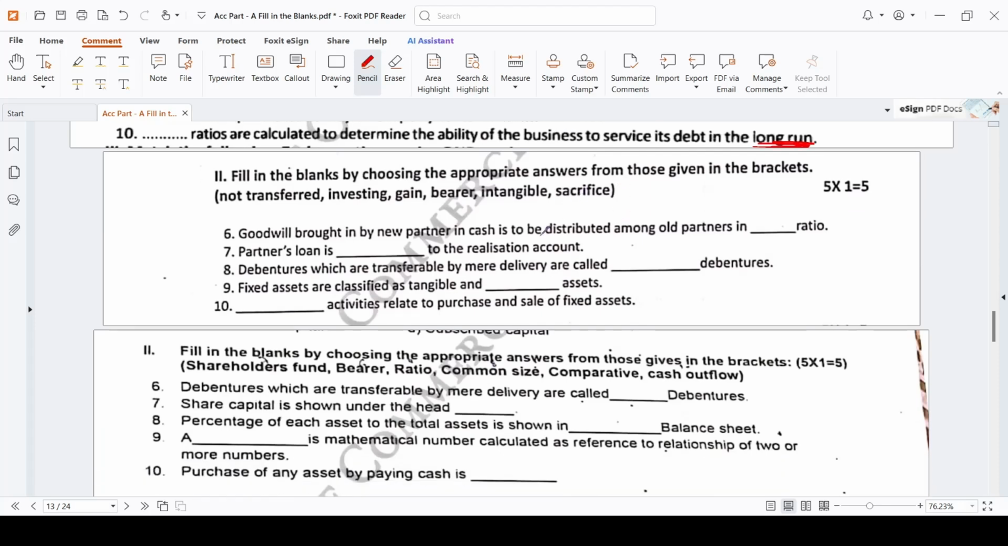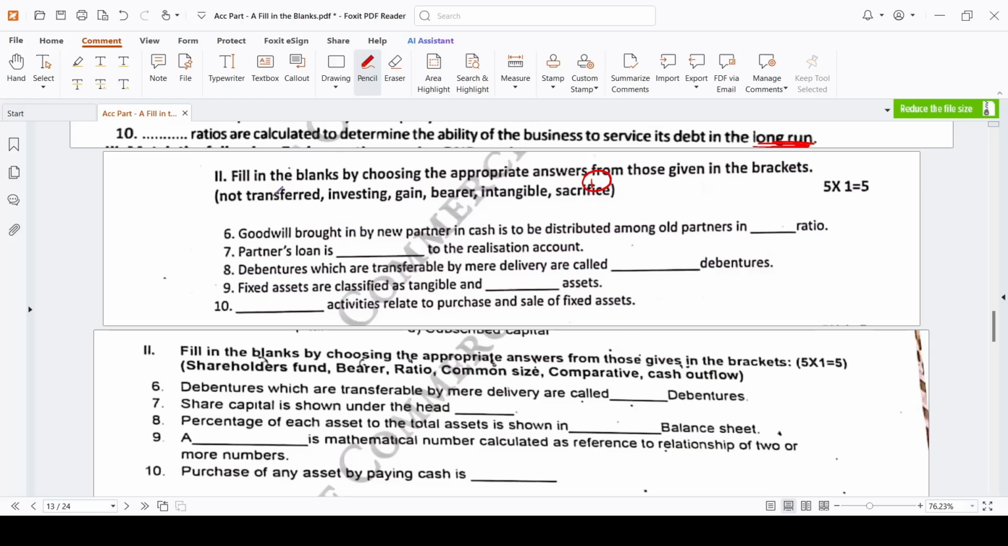Goodwill brought in by new partner in cash is to be distributed among the old partners in dash ratio. Goodwill distribution in the admission will be done in sacrifice ratio. Goodwill distribution in the retirement will be done in gain ratio. Keep it in your mind. Distributed among the old partners, new partner is there, so it is admission. So it is done in the sacrifice ratio. Goodwill treatment in the admission, sacrifice ratio. Goodwill treatment in the retirement, it is gain ratio.